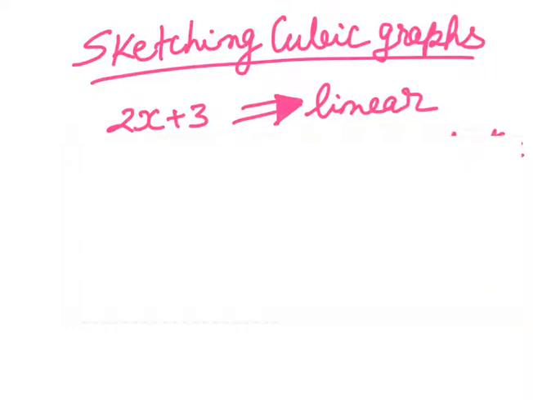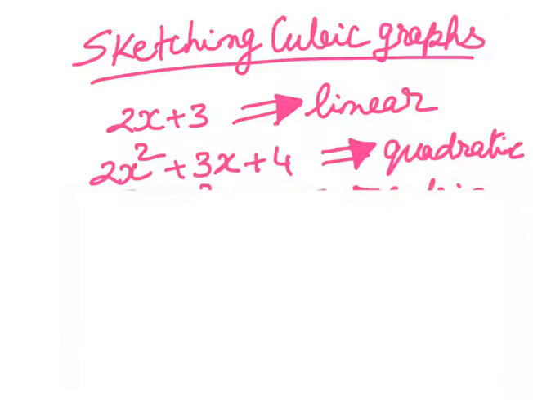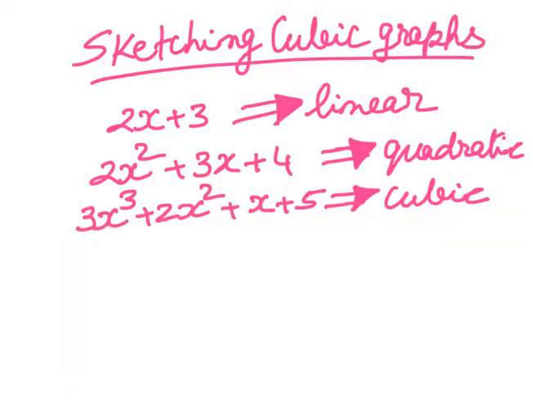One important application of calculus is to sketch cubic graphs, or polynomial graphs in general. We know that 2x plus 3 gives a linear graph. We also know that 2x squared plus 3x plus 4 gives a parabola, or quadratic graph. A cubic graph, the equation of a polynomial of third degree, is something like 3x cubed plus 2x squared plus x.